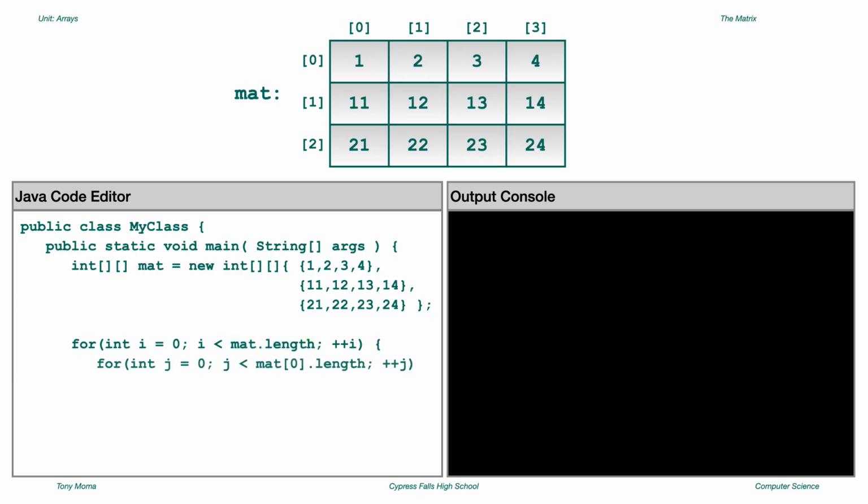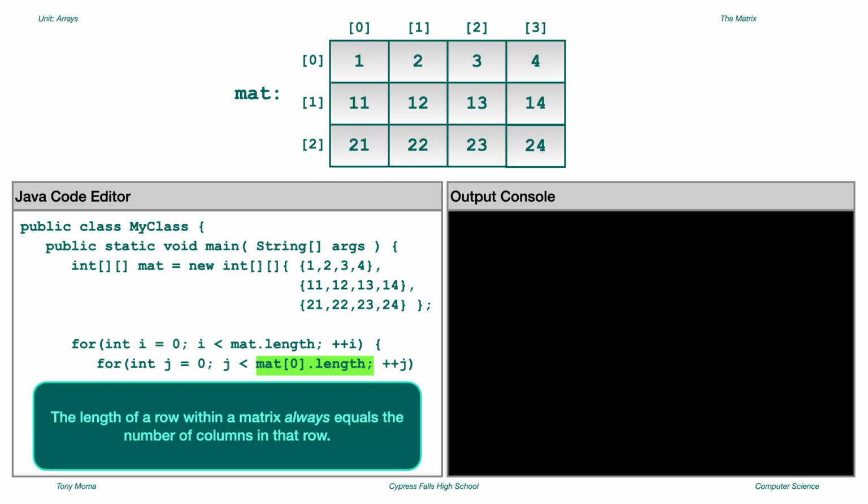Next, the inner for loop will be used for iterating through each of the individual columns. Once again, since we're visiting each column, we're going to initialize j to 0 and increment j by 1, but notice the number of inner for loops is equal to the length of row 0. The reason we put that is because the length of a row within a matrix always equals the number of columns in that row.